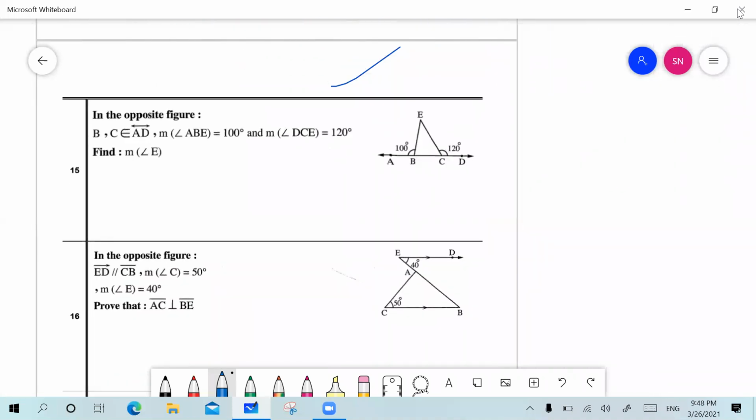Okay, number 15. I want here to find the measure of angle E. I want to find this angle.